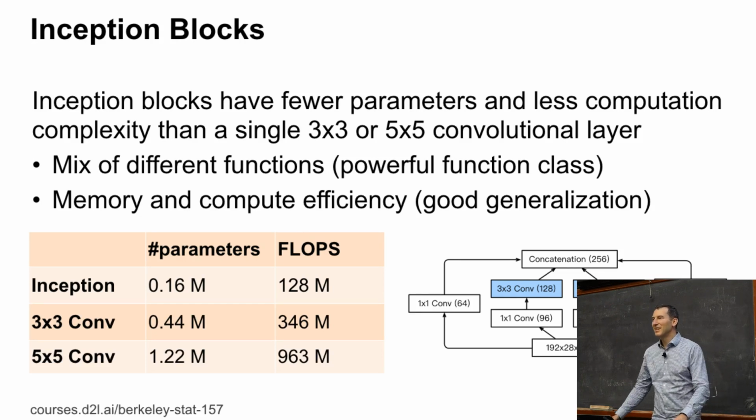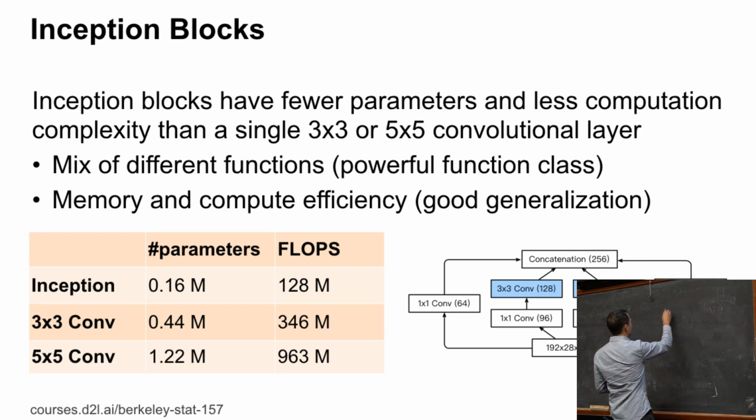Yes? I'm not sure why, since Inception contains 3x3 and 5x5, how is it less primitive? Is it just from having fewer layers of those things? So why is it simpler? Well, that's a very good question. Let's just look at the algebra, right?